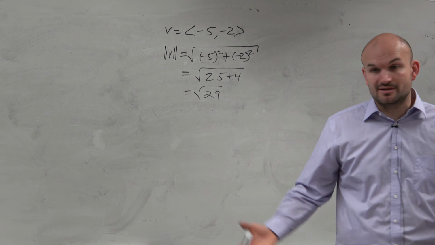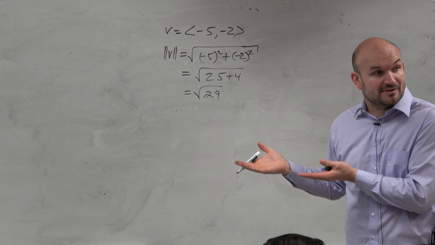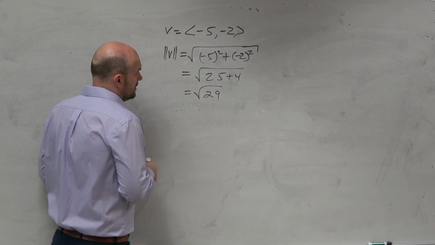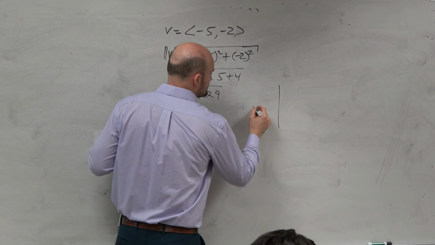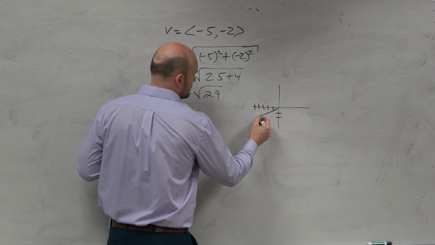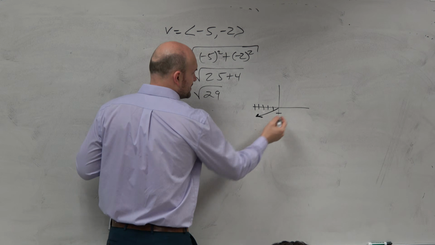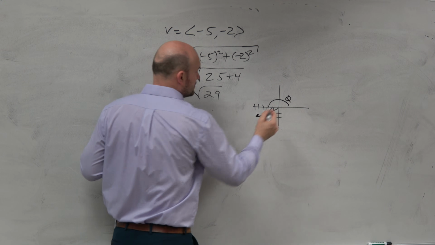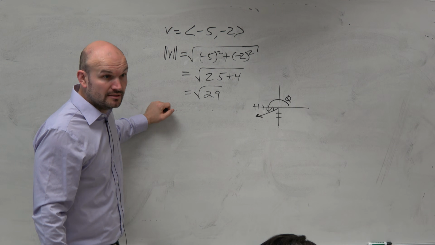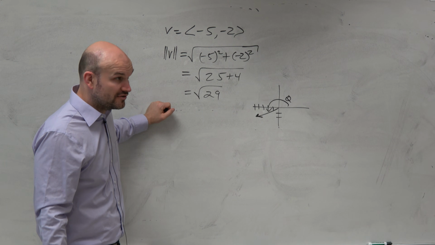Now let's go to the direction. I don't recognize anything special about this. Agreed? But I will say, if I was to graph this vector, 1, 2, 3, 4, 5, 1, 2, my vector is going to look somewhere here. So if I'm trying to find this angle here, I'm looking for that. Agreed? That's the angle I'm looking for, standard form.